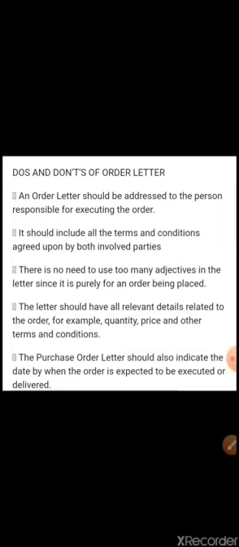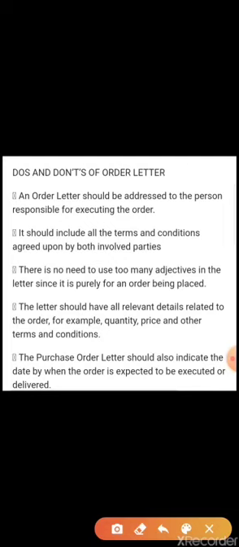Third point, there is no need to use too many adjectives in the letter, since it is purely for an order being placed. Because this is a professional, formal letter, we should not use many adjectives here. Just the quantities, the price details, and all these details should be there. Not the use of too many adjectives.